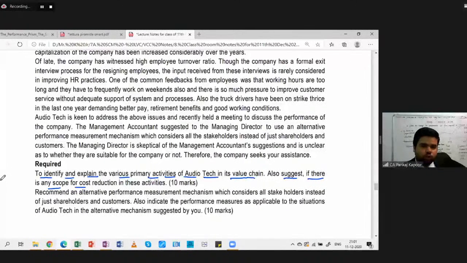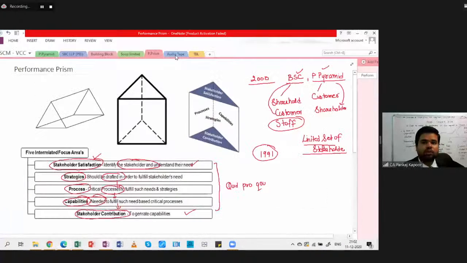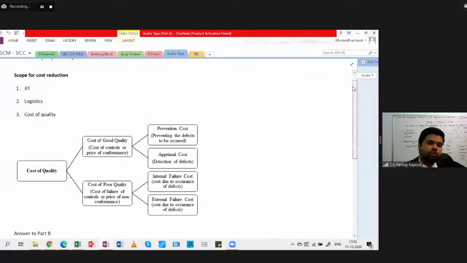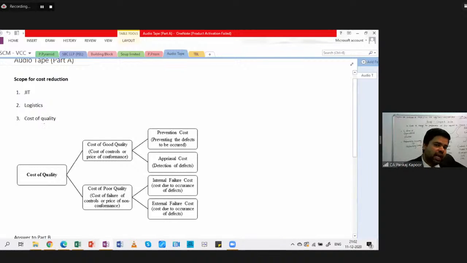Let me tell you, this question was tested in May 2019 as the first compulsory question for 20 marks, for the cost reduction in these activities. So I'll tell you how the cost can be reduced after reading the case, although there are 3 ways to reduce the cost. What are those 3 ways? The 3 ways to reduce the cost are the implementation of JIT, focus on the logistics, and then cost of quality. Don't worry, we'll discuss it in the next class.